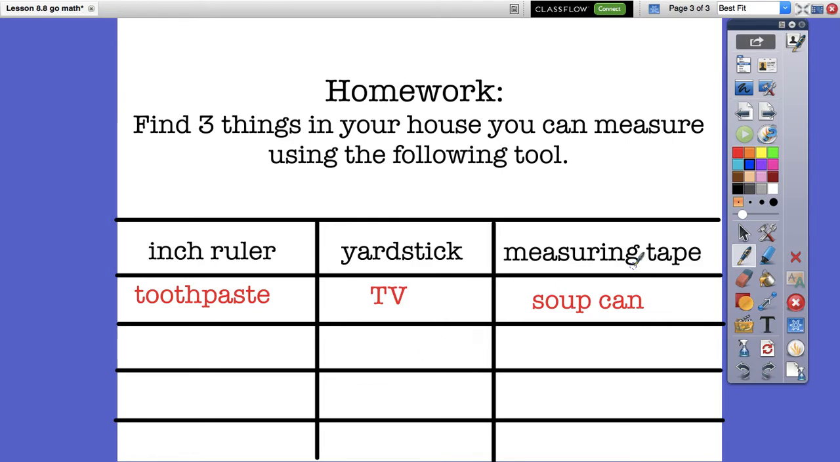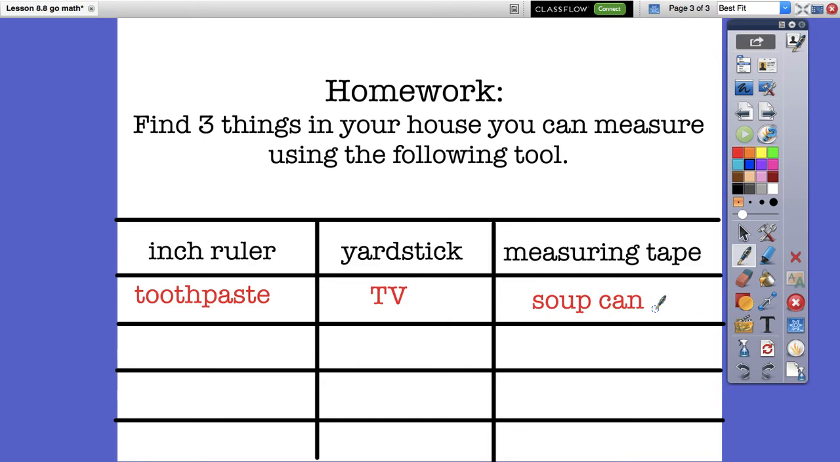And the last one I used today is a measuring tape. And so soup can is listed here because a soup can is circular, and so you would have to use a measuring tape for that. So find things in your house that you can use a measuring tape for to measure.